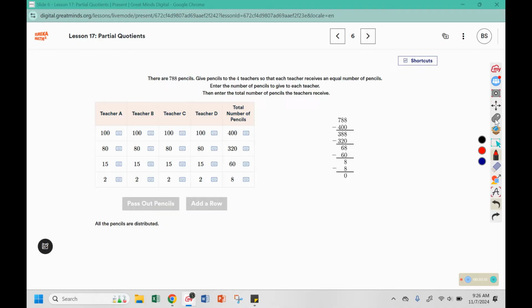We had 100 plus 80 is 180 plus 15 is 195 plus 2 more would make 197.